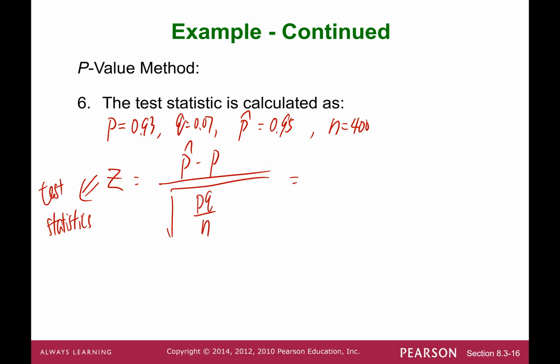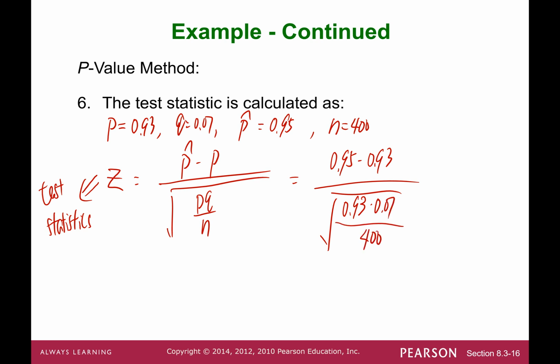And so again, we're plugging in the numbers: 0.95 minus 0.93, divided by the radical of 0.93 times 0.07 divided by 400. Let's approximate it and run it through the calculator. This turned out to be approximately 1.57. And for the z-score, we round to 2 decimal places.